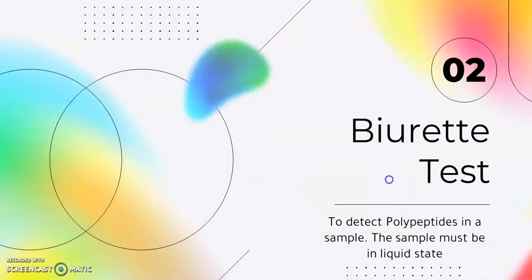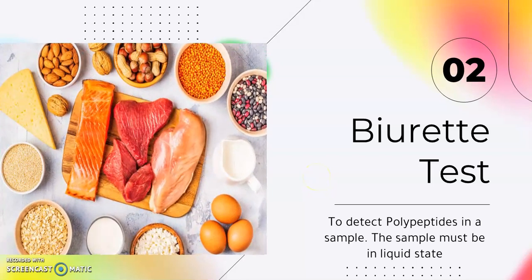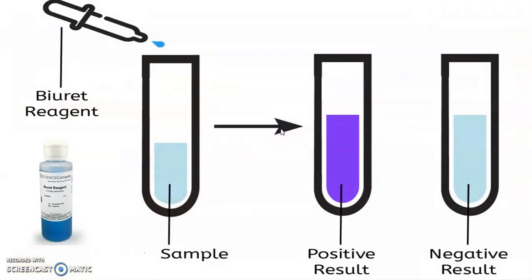The next test that we perform is the Biuret test, and it is to detect the polypeptides in a sample. The sample must be in liquid state as well. So we are having to detect the protein in these food contents, and remember that you should be dissolving them into the test tube so that you get a liquid sample.